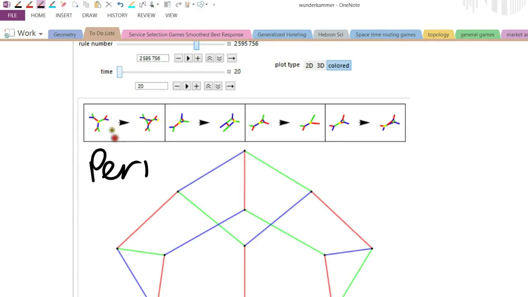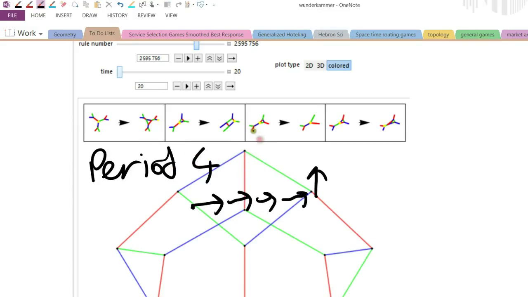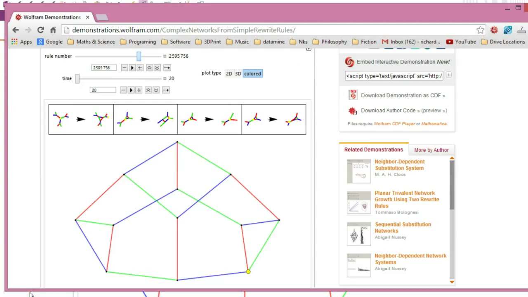And so this is period 4. And so a little diagram of how this thing works would probably be something like this. It does a few updates, and then it ends up in some kind of period 4 orbit. Okay, on to the next one.